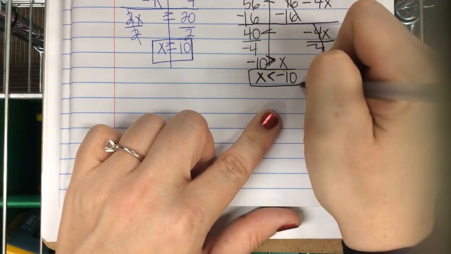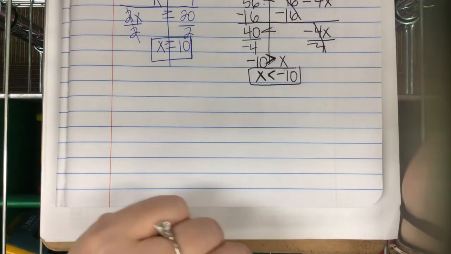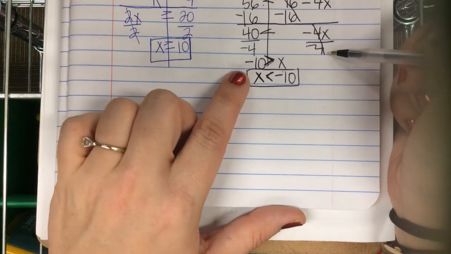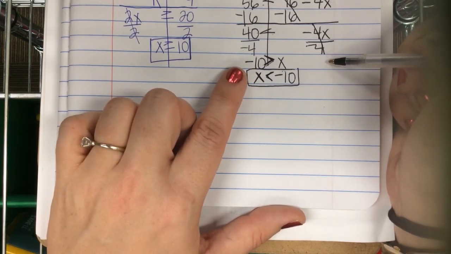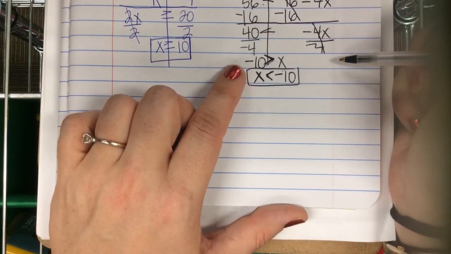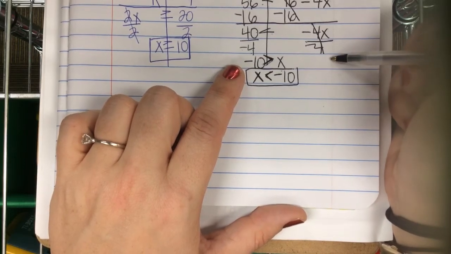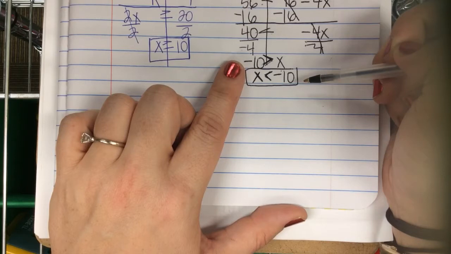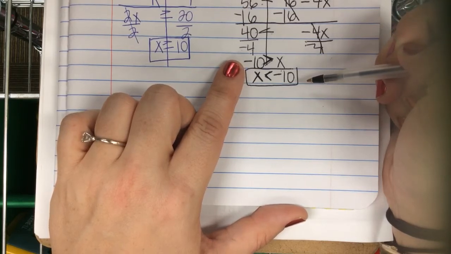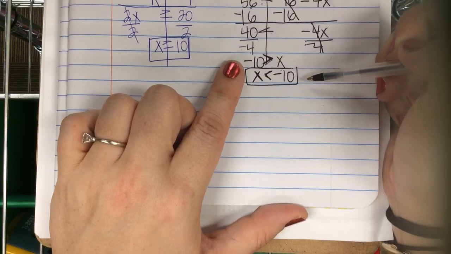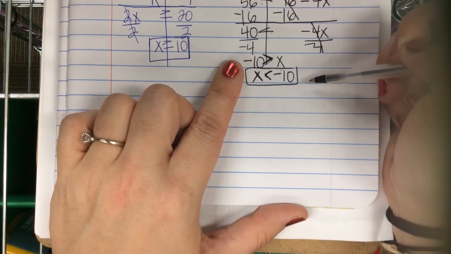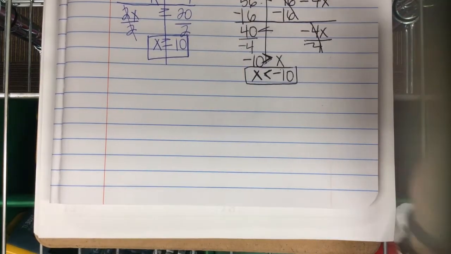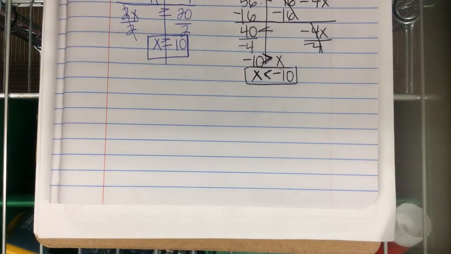Here are the 2 most common mistakes students make. They make a mistake because they forget that they're dividing by a negative number, so they have to flip the sign. Or they make a mistake when they flip the problem around, that they don't also flip around the inequality sign. So let's now talk about graphing.